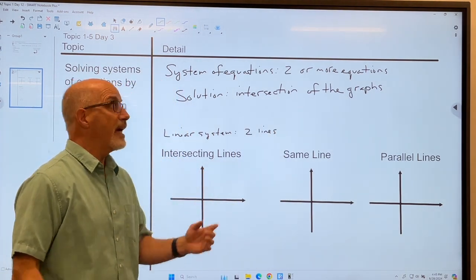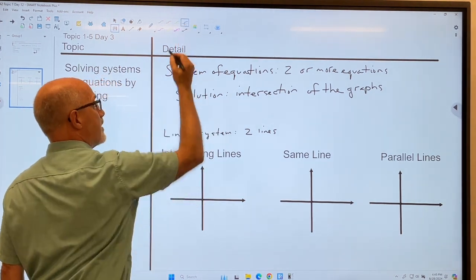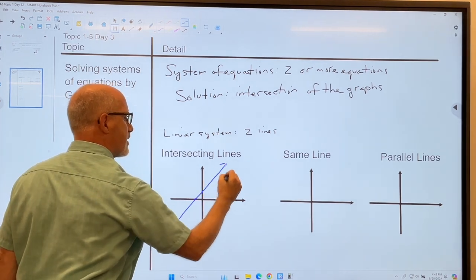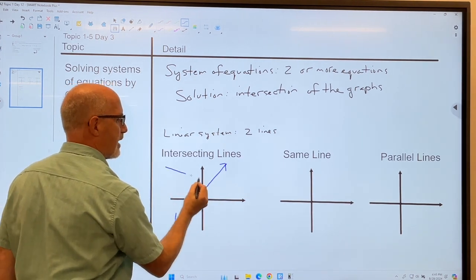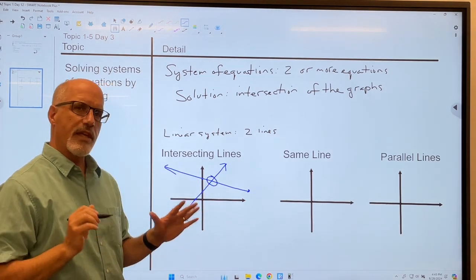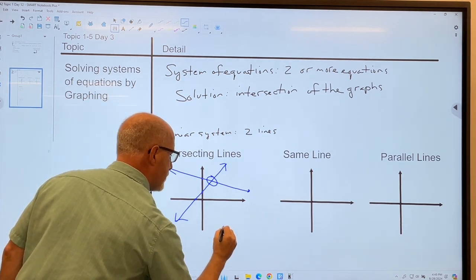When you have two lines, one possibility is to have intersecting lines, meaning that if we graph one line like this, and we graph the other line like this, you have that answer where they cross as the solution. So there would be one solution here.